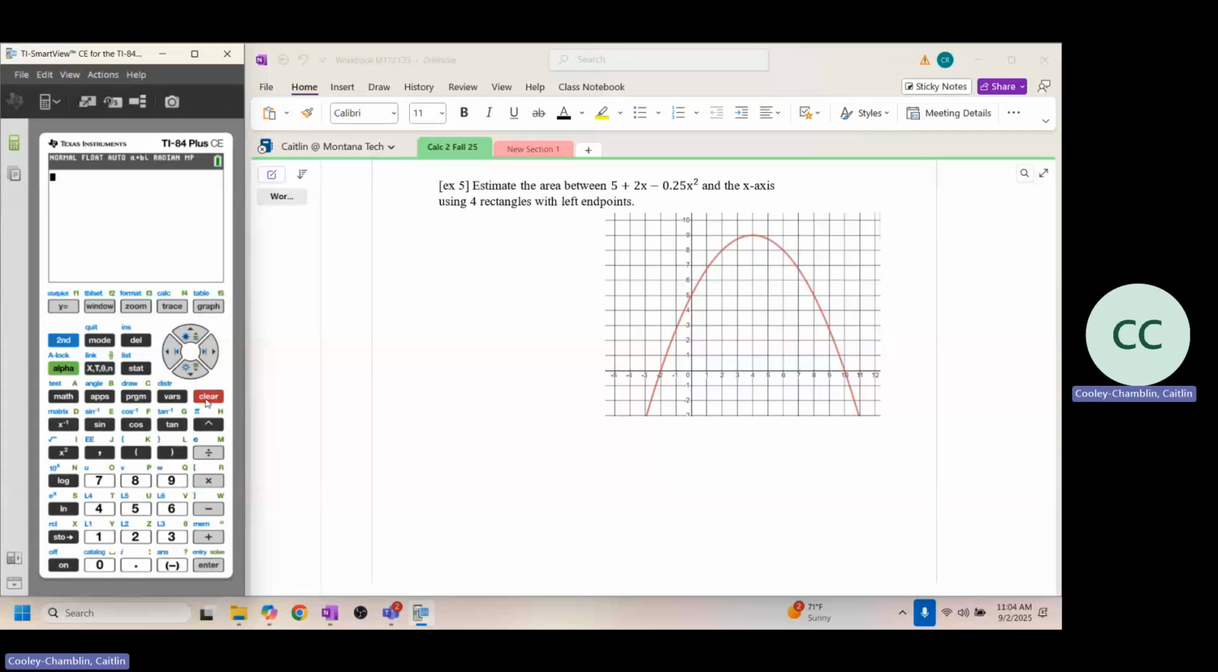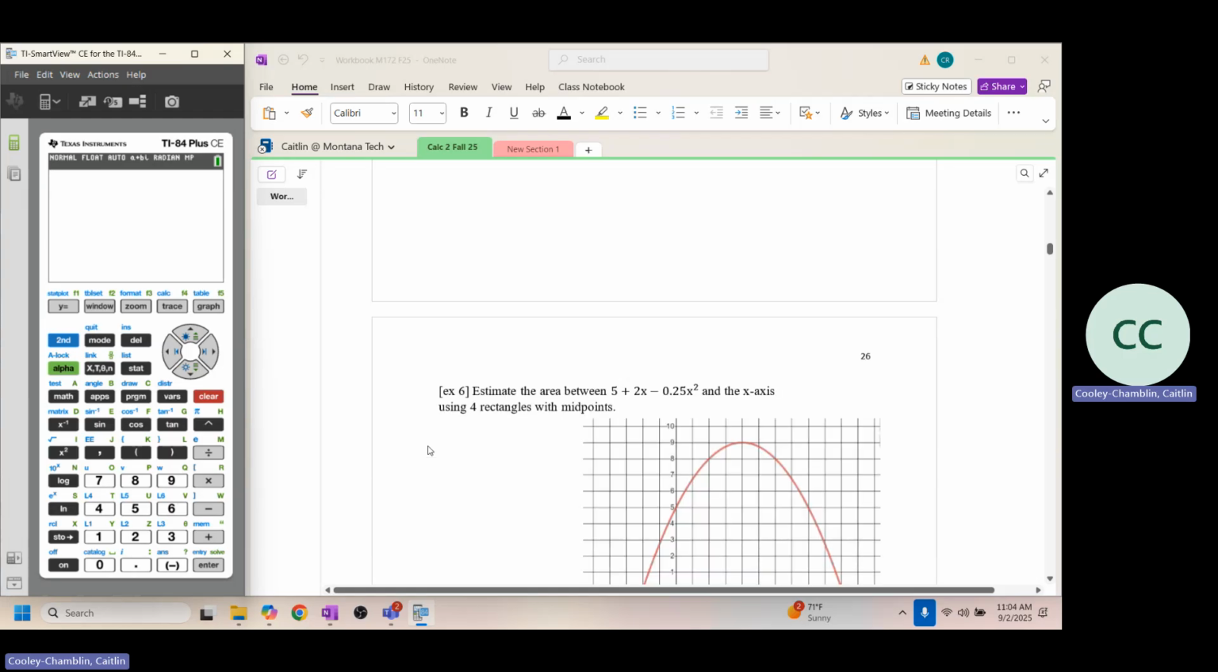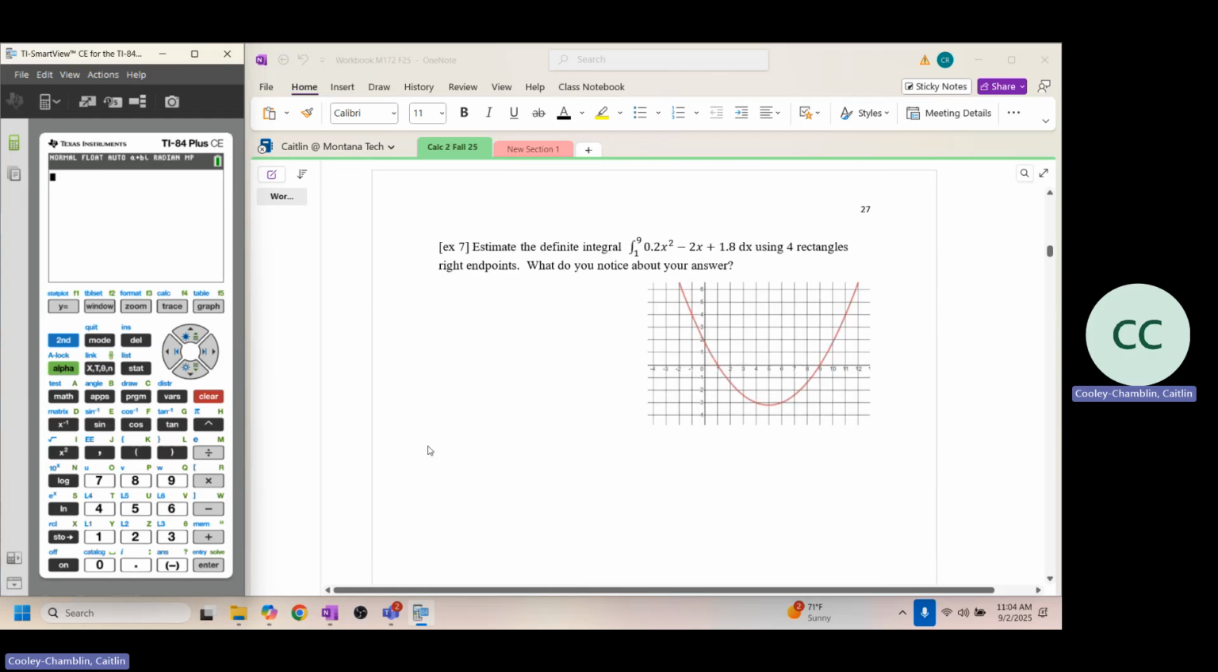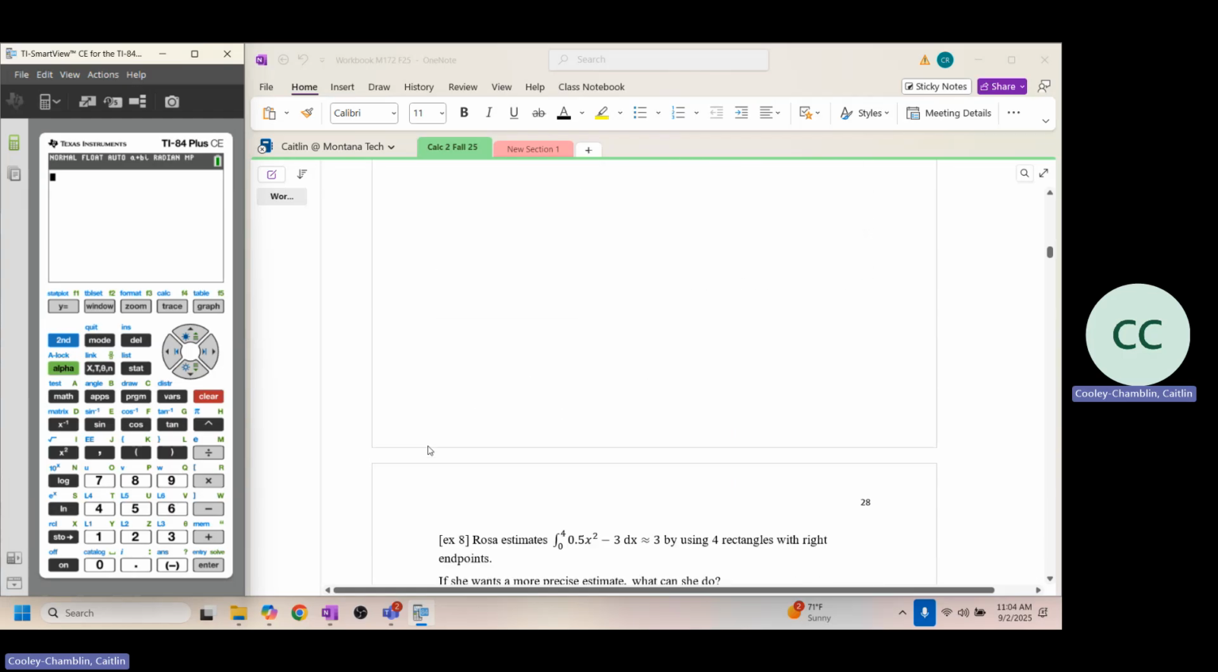Hey everyone, today we are going to finish our Riemann sum lesson. We're really going to look at different ways to find Riemann sums. So far we've been looking at right endpoints, and today we're going to start off looking at left endpoints, and then we'll look at midpoints, and then we'll do a quick summary about what we're doing.